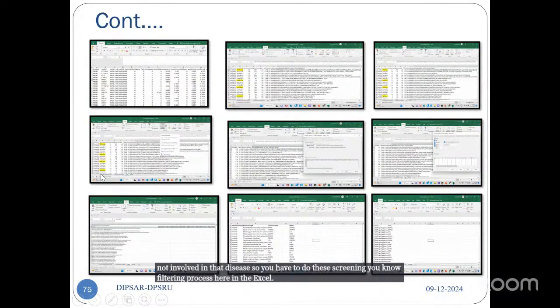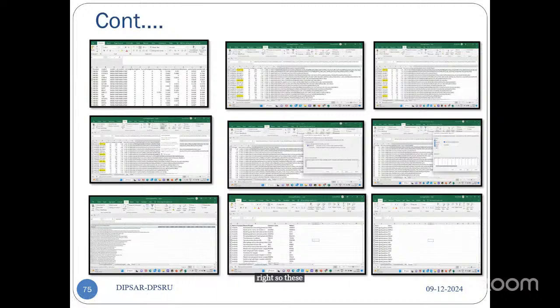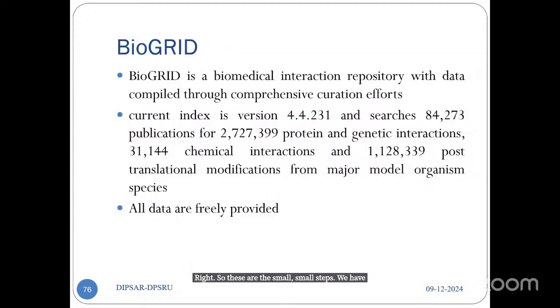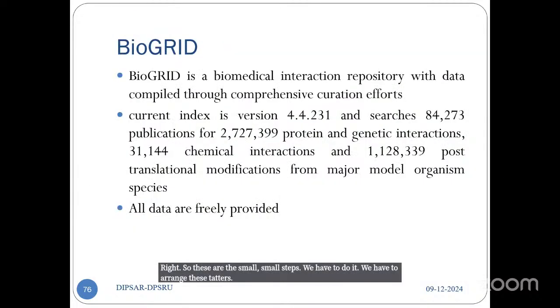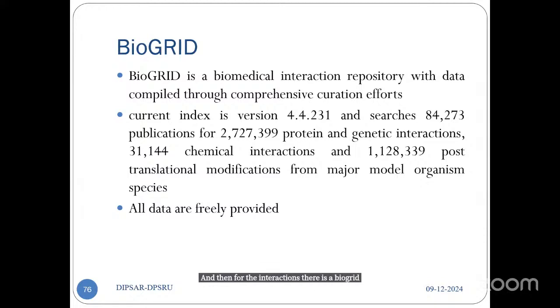So you can select only those which you are confirmed, right? So these are the small steps we have to do. We have to arrange these data. And then for the interactions, BioGrid is also available, and it's also freely available.